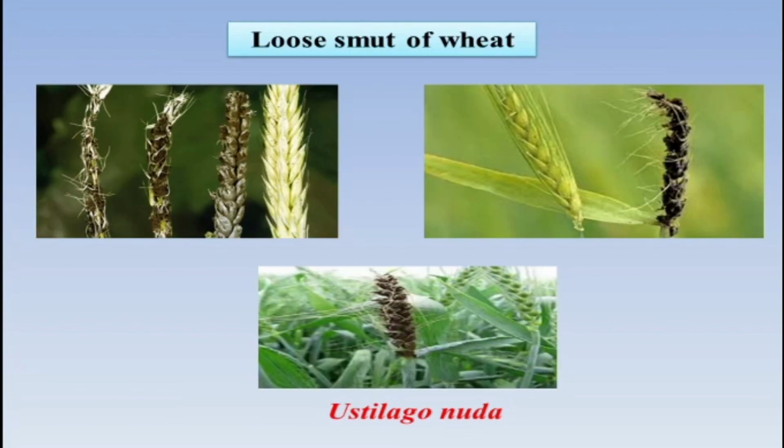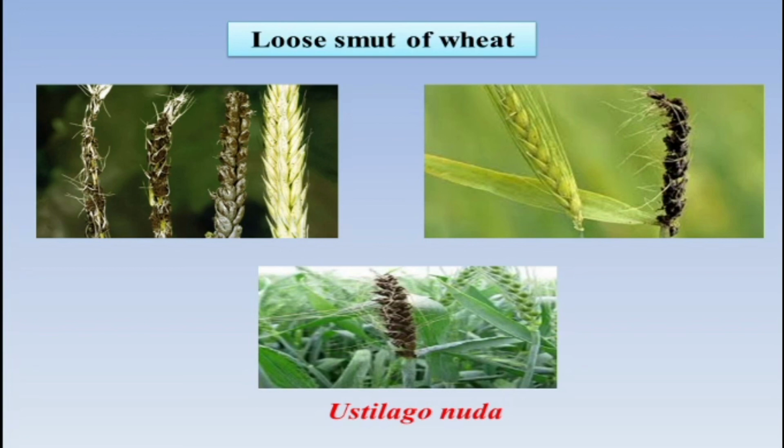Loose smut of wheat. The wheat plant suffers a disease caused by Ustilago nuda. When the season is right for harvest, this fungal microorganism totally spreads and covers the fruit, the grains, affected by Ustilago nuda. Loose smut of wheat: the wheat plant has several diseases caused by Ustilago nuda.